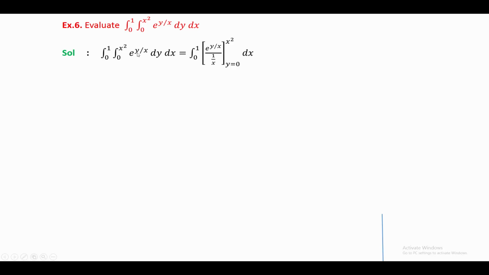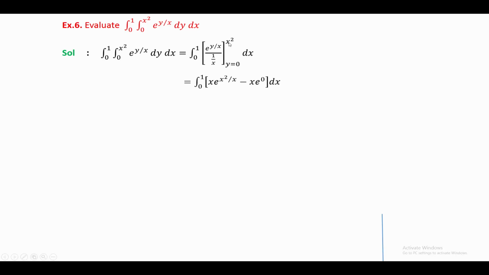Now here function is e raised to. We know integration of e raised to is e raised to and divide by coefficient of y. Integration with respect to y, so divide by coefficient of y. So integration of e raised to y upon x is e raised to y upon x, divide by coefficient of y, 1 upon x, and y varies from 0 to x square dx equal to, we get integration limit 0 to 1, 1 upon x means into x, so x into e raised to.